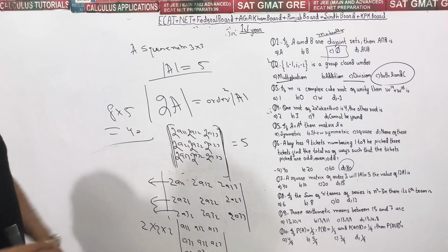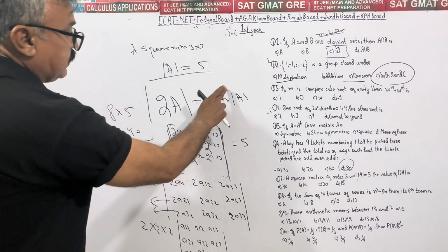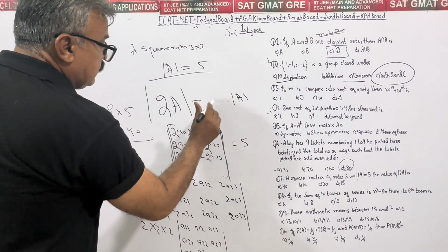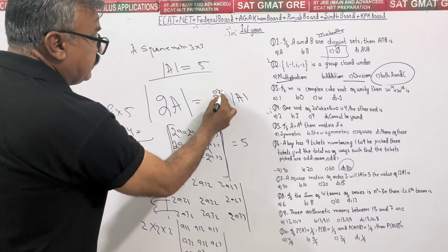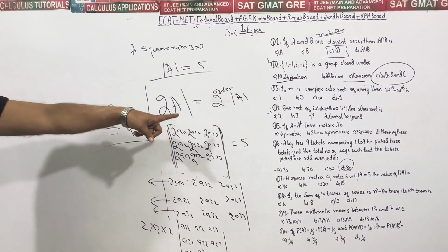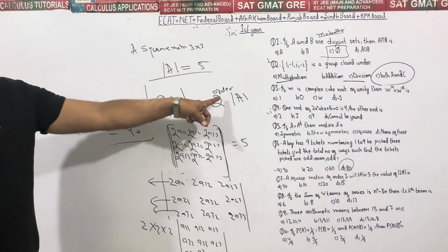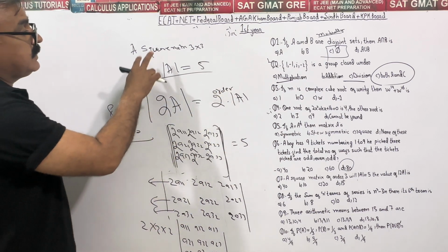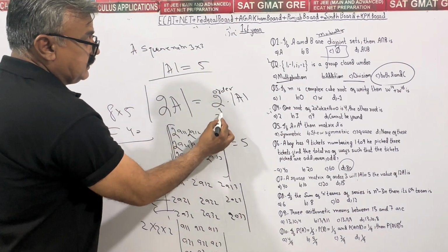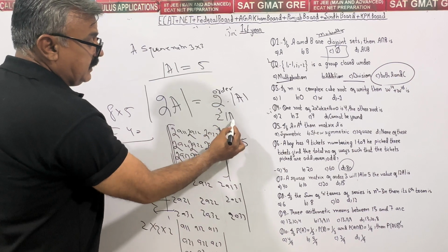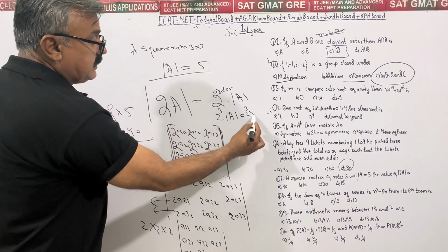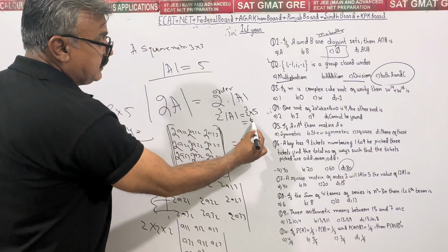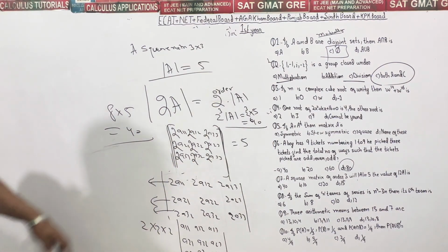Determinant, what is our constant? 2 is our constant, raised to the order times the determinant. What is our order? 3 by 3, so 2 raised to 3 times mod A. Mod A means the determinant, which is given to us as 5. 8 times 5, so 40 is the answer.